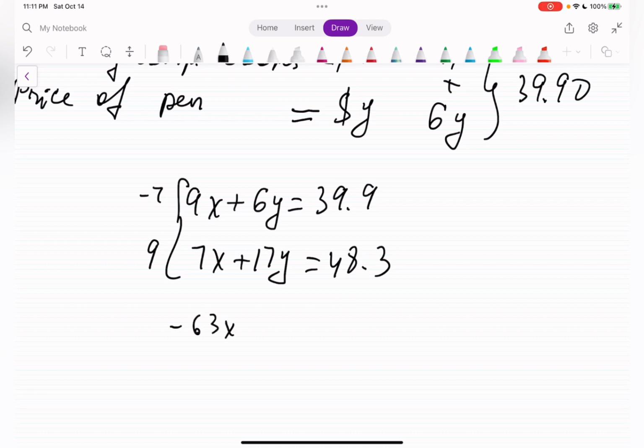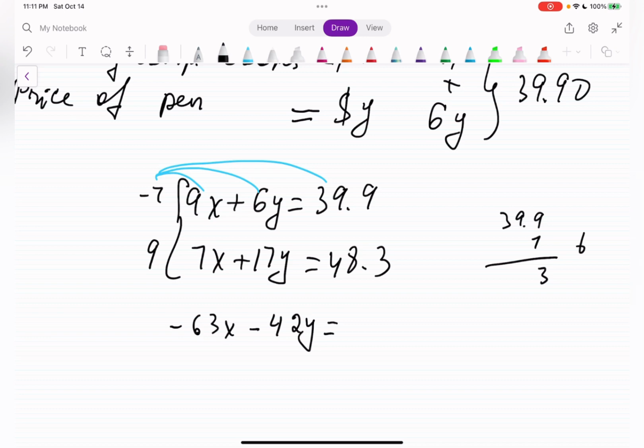And the result is, this is going to be -63x minus 7 times 6y is 42y, right? I am distributing, and now it's going to be equal to 39.9 times 7: 9 times 7 is 63, carry 6; 63 and 6 is 69, carry 6; 21, 7 times 3 is 21, and 6 is 27. And we have one decimal here, 279.3.